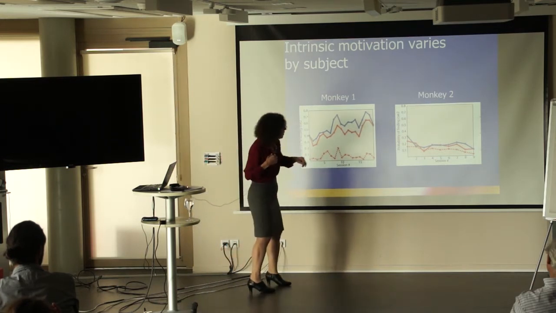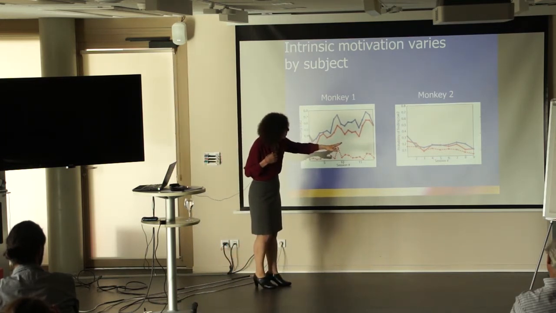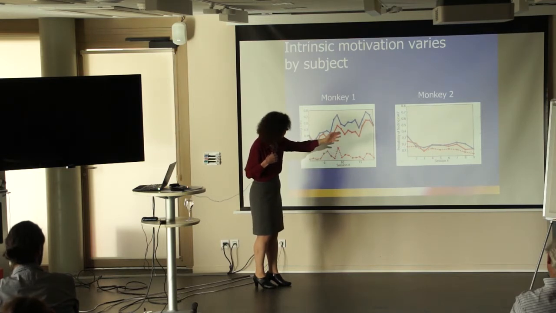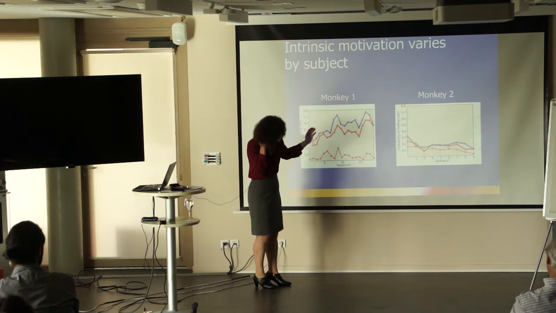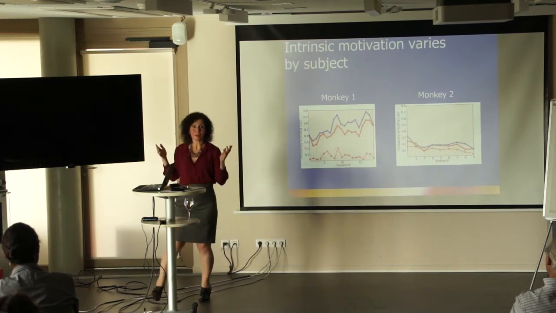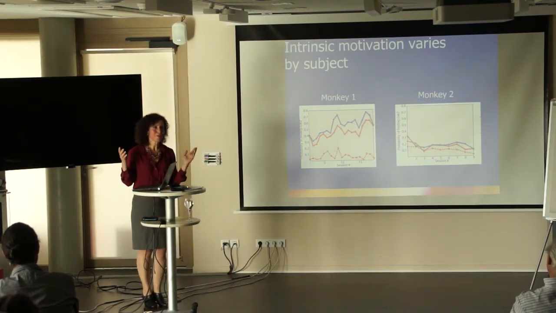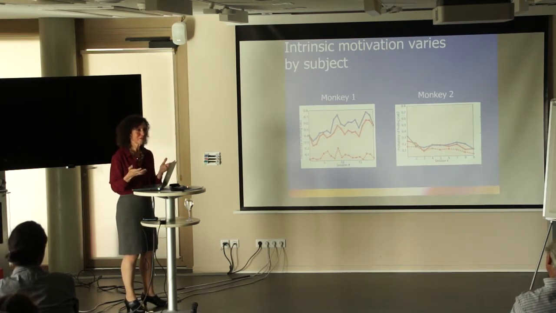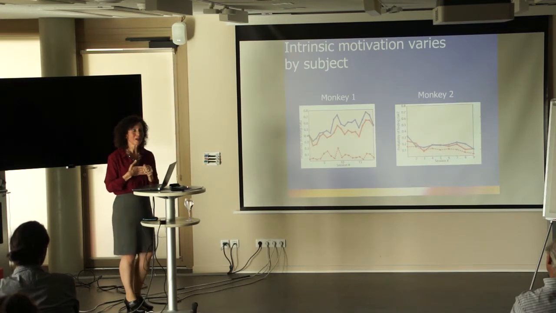Monkey 2 started off by doing this task not very enthusiastically, and when he did it, he had the same relative order of the curve. But gradually, at the end, he completely stopped. So he figured out that he doesn't need to search in order to get his reward, right? So we talk a lot about intrinsic motivation to obtain a signal or obtain information. Well, it seems that this varies by subject.